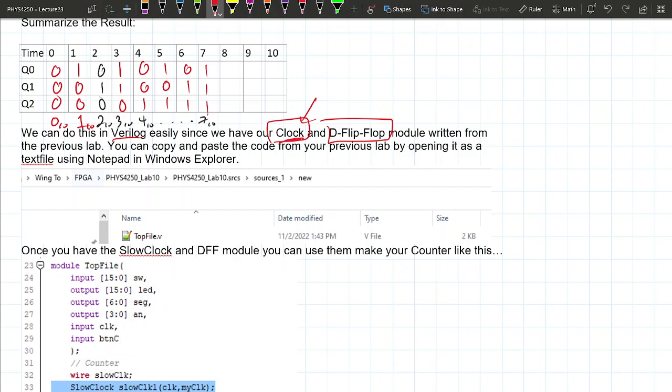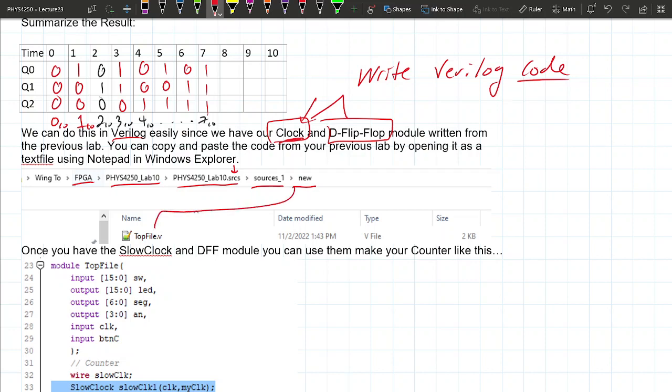So once you write the Verilog descriptors, I'm going to call it code. Okay, it's not really code, but the code, right? For your clock and the D flip-flop, you may want to reuse it again. The way you find it is by going into your FPGA folder, maybe your lab 10, and inside that folder, there's a folder called .srcs. SRCS stands for source. And then inside that source, there's a sources_1. And under there's also a thing called new. And there you can actually find your top file.